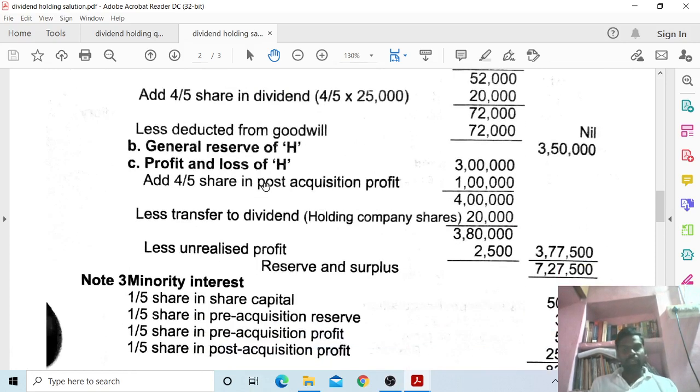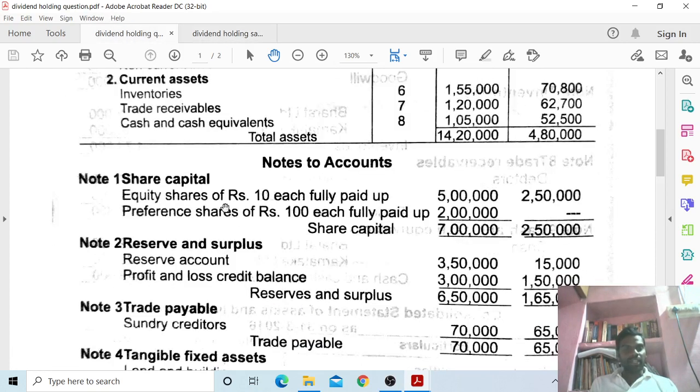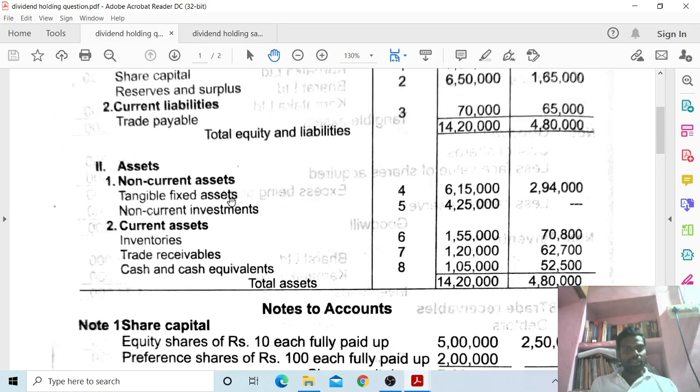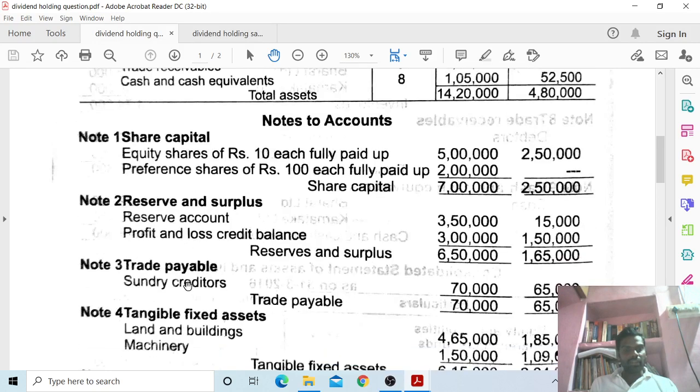Next, general reserve of H Limited 3,50,000. You have to see the general reserve of H Limited. So I have to take it directly, general reserve 3,50,000.